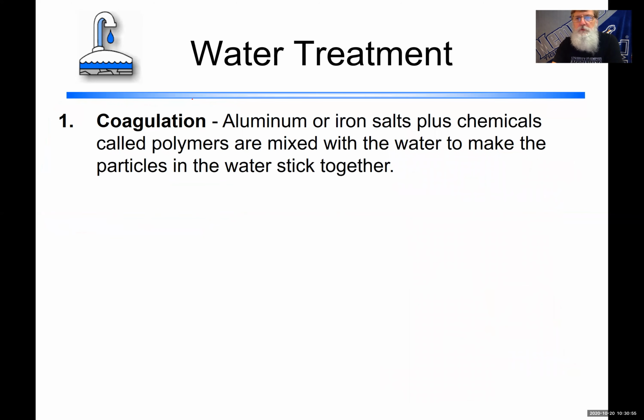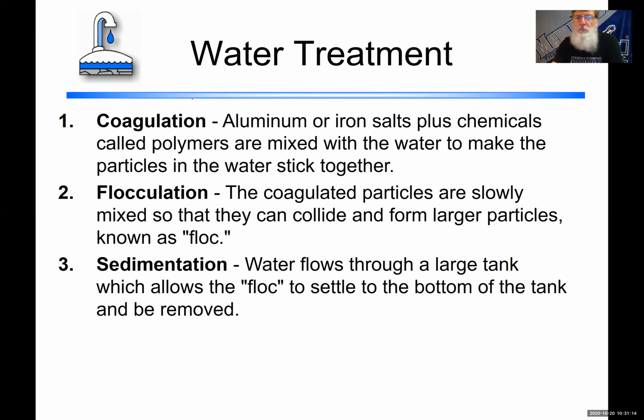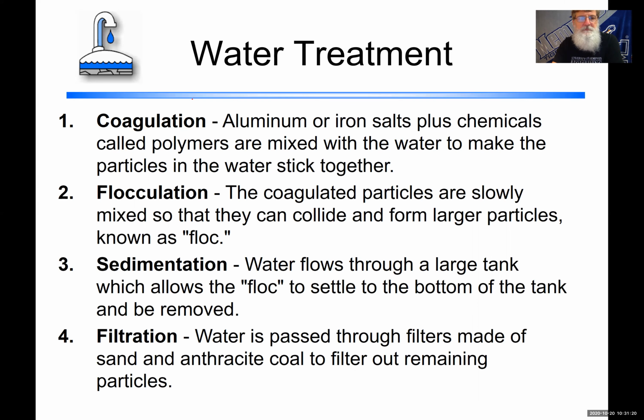So again, let's just summarize. In coagulation, you add different kinds of aluminum or iron salt chemicals or polymers, and these help the particles stick together. Flocculation is a slow mix process to cause these particles to collide together and then chemically stick. These larger particles then will have a chance to flow into a tank and settle to the bottom. That's sedimentation.